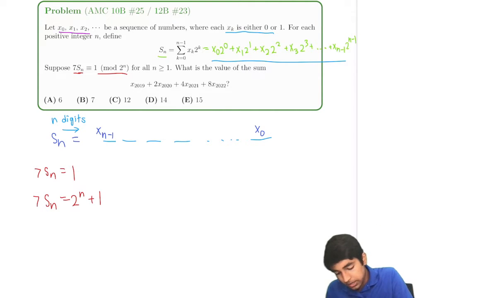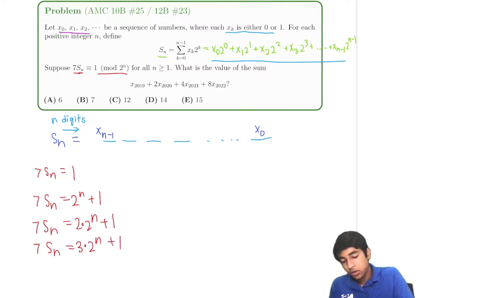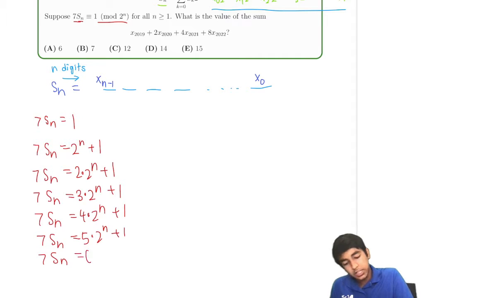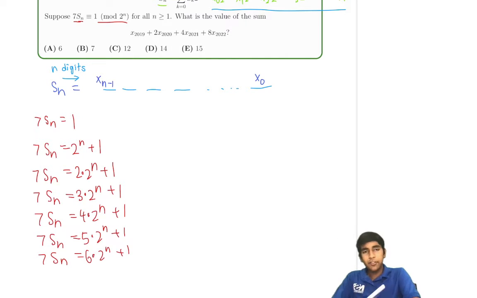So it could also be 2 times 2 to the n plus 1. It could also be 3 times 2 to the n plus 1. Or 4 times 2 to the n plus 1. 5 times 2 to the n plus 1. 6 times 2 to the n plus 1. Now we can keep writing forever. There's going to be infinite possibilities, but where do we stop?